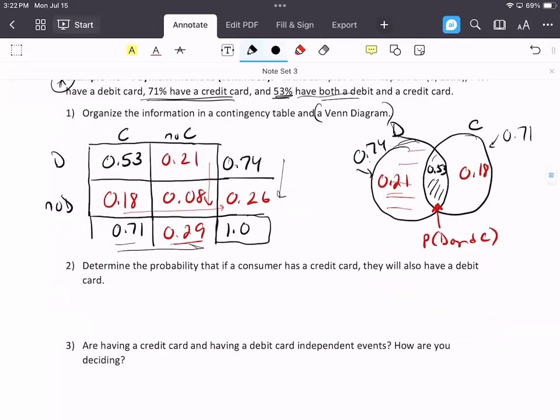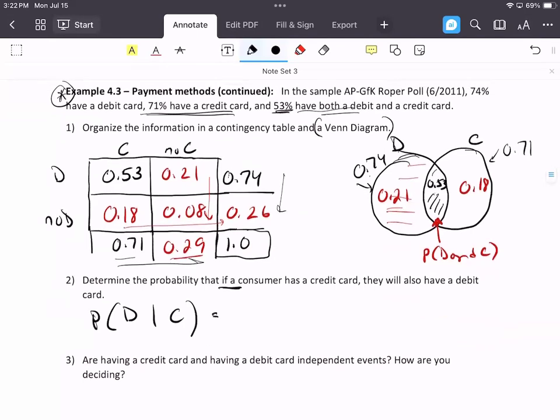Determine the probability that if a consumer has a credit card, they will also have a debit card. Ooh, do I hear a condition? Yes. So the probability that if they have a credit card, they also have a debit card. Well, there are a couple different ways I could go about this. I could use my contingency table, which is honestly what I would generally do, and ask what's the probability to have a credit card? 0.71. Debit and credit card has to be that 0.53 because this is debit and credit right in here. And I get 0.746. Did I even need to complete part 1 to do part 2? No, I could have used that conditional probability rule and just done the probability of D and C, which is the 0.53, divided by the probability of C.